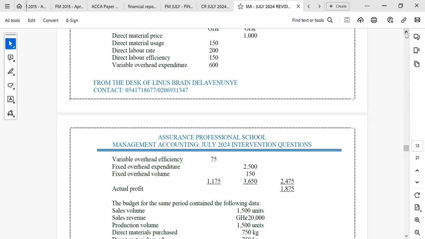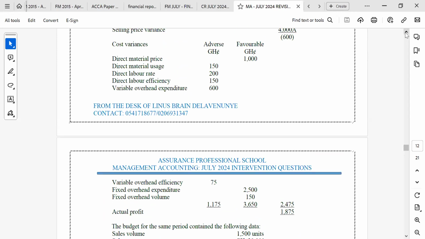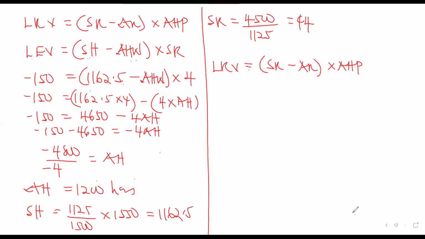Labor rate variance given to us: 200 adverse. 200 adverse means that the actual is higher than the standard, so the resultant will be negative. What is the standard rate? 4, isn't it? That will be 4. So 4 minus the actual rate, which we don't know, multiplied by 1,200.